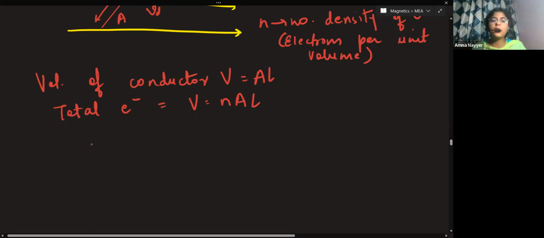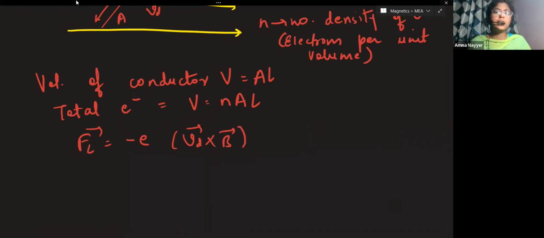Now, applying the Lorentz force that you have studied, let's say, charge is what? Charge here is the electronic charge minus e, and drift velocity becomes the velocity with which all the electrons drift towards the positive terminal. That is known as drift velocity. So the force will become -e (Vd cross B). This is the magnetic force. Let's just write the magnetic force first.